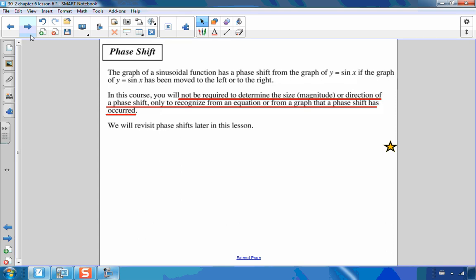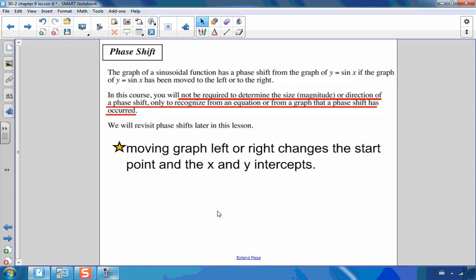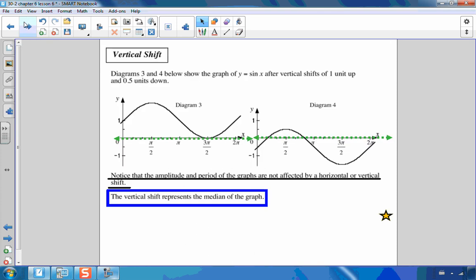Now, all we have to do in 30-2 is recognize if there has been a shift. We don't have to talk about the direction. Does it go left or right? We don't have to talk about how much it's shifted. Just recognize from a graph and an equation that a shift has occurred. Now, a horizontal shift is called a phase shift. When we have a shift to the sine graph, moving it left or right, it will change the starting point and both the x and y intercepts.